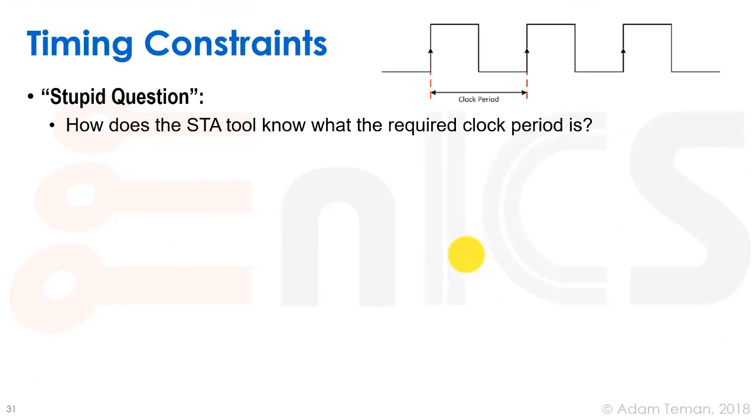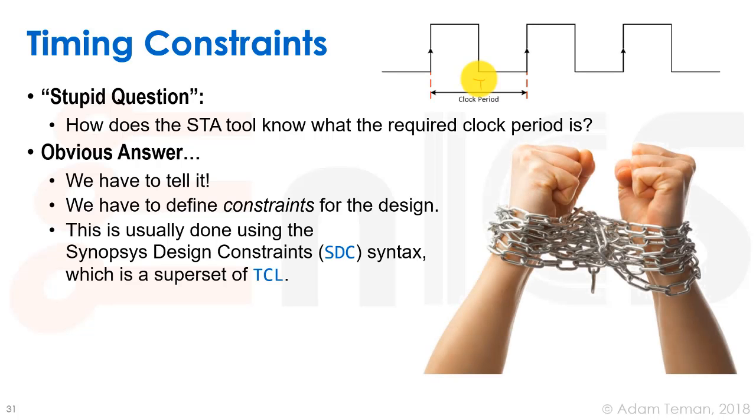So, timing constraints. Here's a stupid question. How does the STA tool know what the required clock period is? We've been discussing all the time that we have this nice waveform of a clock, and this is our T, or our clock period. How do we know what the clock period is? And the obvious answer is that we have to tell it. We have to define constraints for the design.